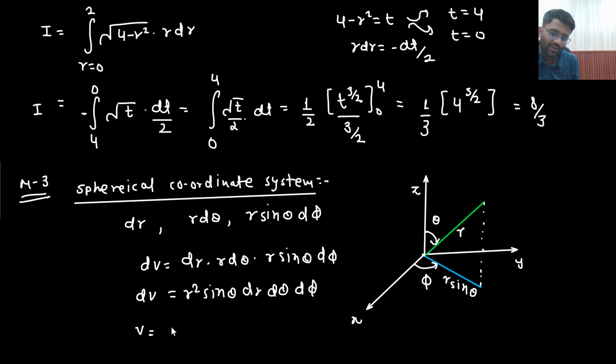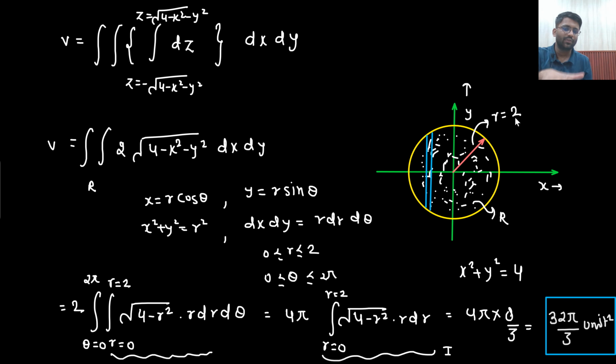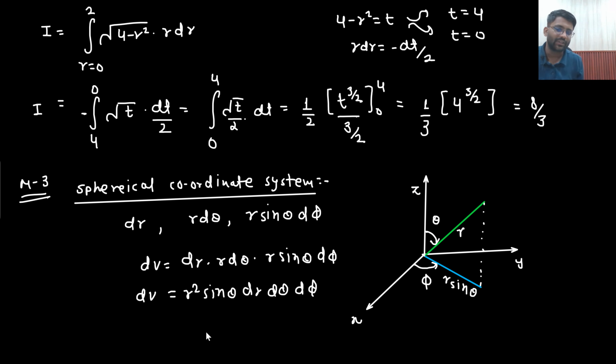You need to put the limit of r, theta and phi as well. So you will let me know all the limits. First, from where to where is r going? Inside this volume, r is going from 0 to 2. Volume means inside, whatever can be filled. So r will go from 0 to 2.